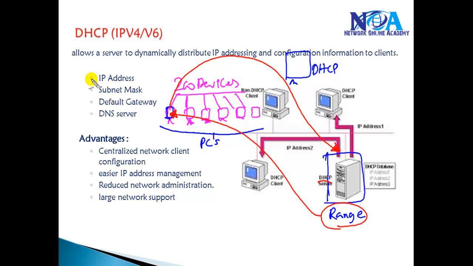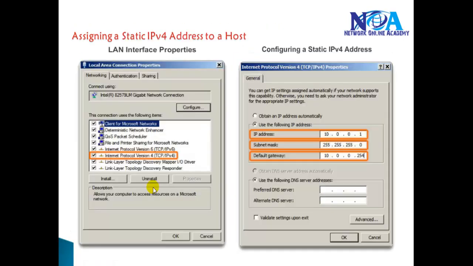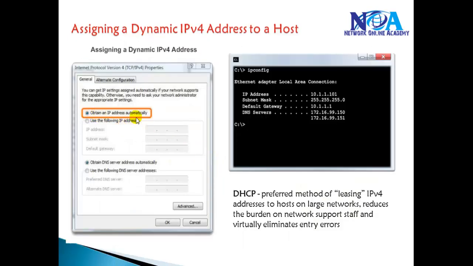Not only the IP address, we can define the subnet mask, we can even tell who is the router to reach some other network, and DNS information. We can provide some additional information apart from IP addresses. The main advantage is we don't need to go to each and every device to assign the IP addresses. The only thing we need to do is use the option obtain IP address automatically on the computers. When you select this option, it is going to automatically use the DHCP service to get the IP address from the DHCP server.